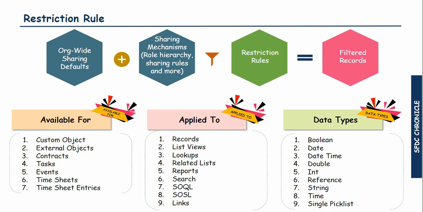What does that mean? Suppose we grant access to a profile for a custom object via sharing rules or another sharing mechanism, allowing users with that profile to see all records. However, if we want to prevent a specific user from accessing certain records, we can achieve this with a restriction rule. Even if a record is shared through a sharing rule, organization-wide default, or another sharing mechanism, the restriction rule will limit the user's access to those records.